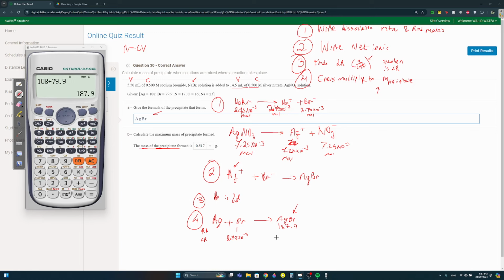We're trying to find its new mass, right? So we put X for GR. You cross multiply and you're going to get 187.9 times 2.75 times 10 to the power of negative 3. So we're going to multiply it by 2.75 times 10 to the power of negative 3. You get 0.516725, which is 0.517 grams.